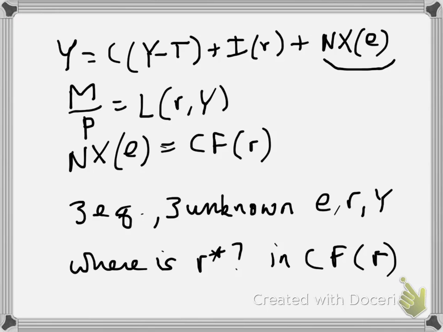So we have GDP equals the sum of its components. I've just left out the government sector here because it's not really going to do anything. So we have GDP equals consumption plus investment plus net exports. We have our money demand function equals money supply, and then we have our equilibrium condition in international finance, which is that net exports has to be equal to capital flows.